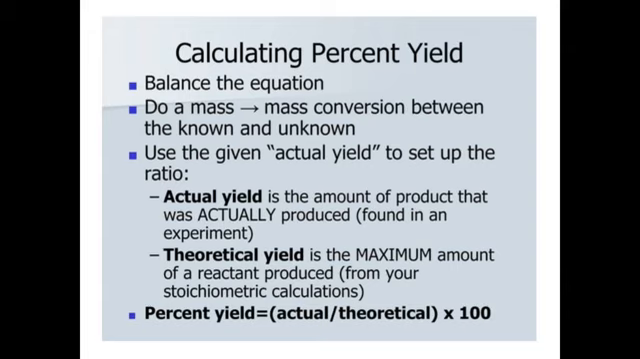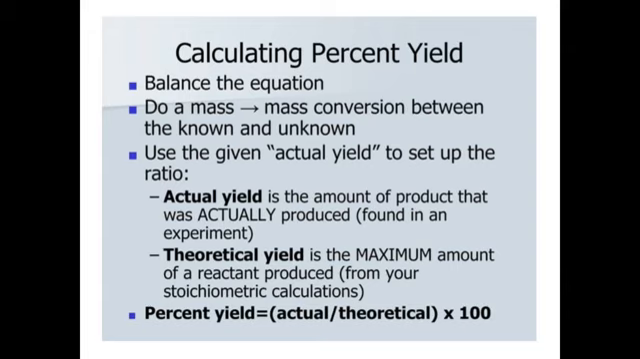Okay, so how do we calculate the percentage yield? To calculate the percentage yield of the reaction, we first balance the equation, then do a mass to mass conversion between the known and the unknown. You use the given actual yield to set up the ratio. The actual yield is the amount of product that was actually produced, which is usually found out in an experiment. The theoretical yield is the maximum amount of product that can be produced, which you usually find out from your stoichiometric calculation.